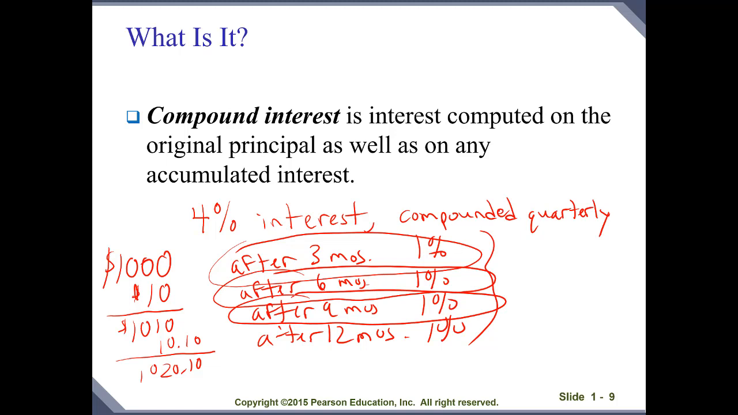After 9 months, my bank once more pays me 1% interest on this new amount. And so after 9 months, I'm going to get $10 and we're going to round to the nearest cent and 20 cents interest. So now I have $1,030.